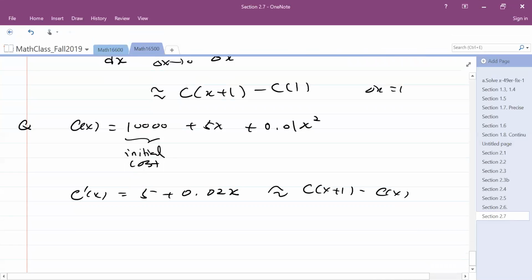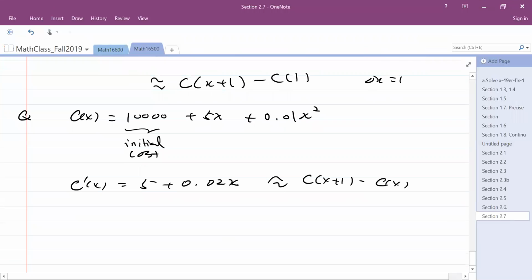So if you produce one more item, you probably not only pay an additional $5, you also have to pay 0.02 times x. It depends on the volume, on how many items are already produced. There will be an additional charge, and that charge depends on the number of units you produce per day, for example, on that particular day. So this is not a linear function, and you use that to do the estimate.